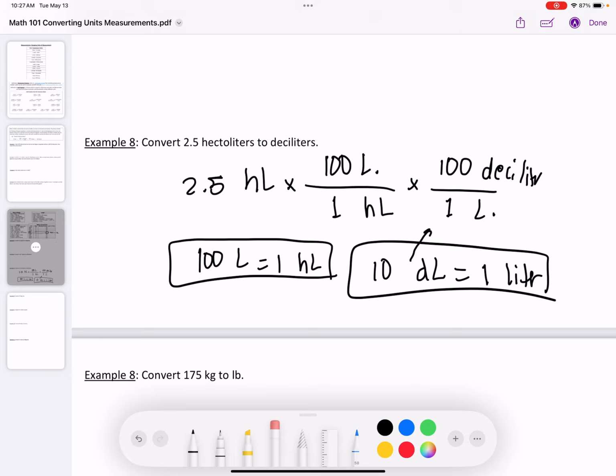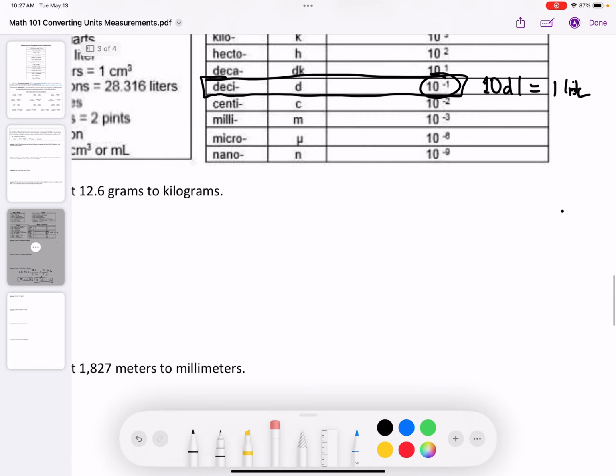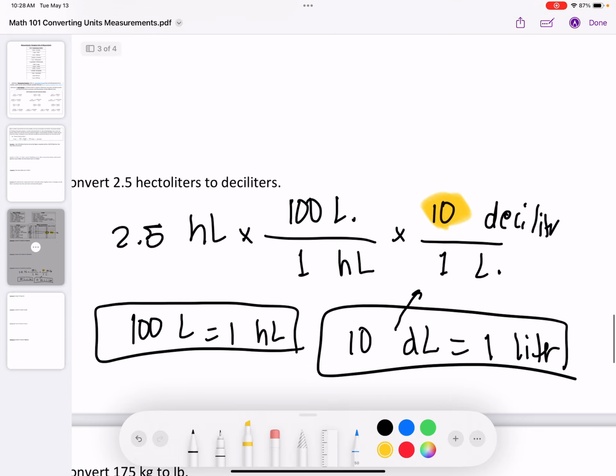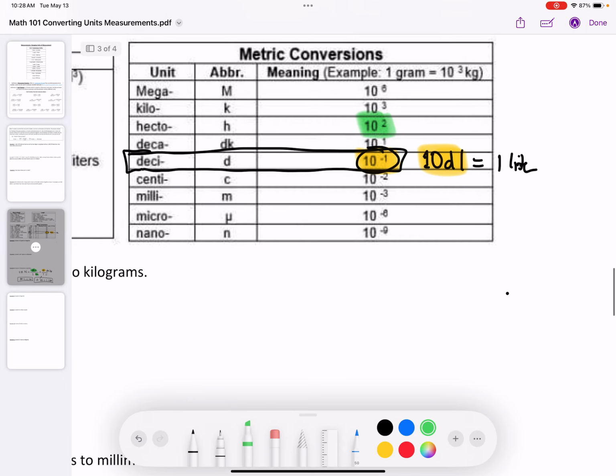How did that happen? It was 10. You know why? Because this guy is 10. Why did I write 100 down there? I'm losing my mind. Yeah, and then the 100, just to reiterate where it came from: 100 liters in 1 hectoliter. I went back to that table earlier, and this means 100. Okay.